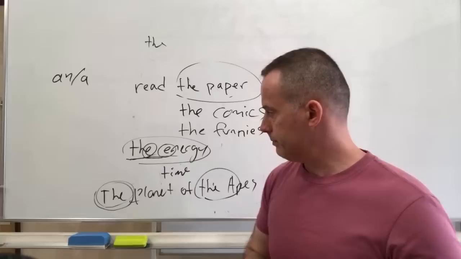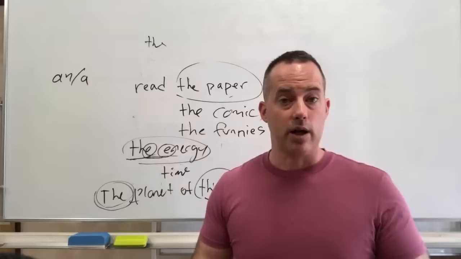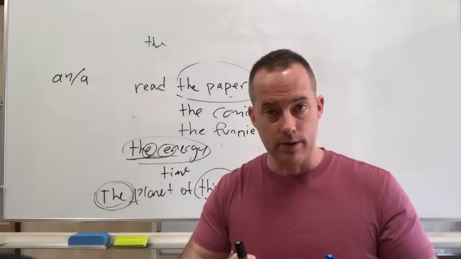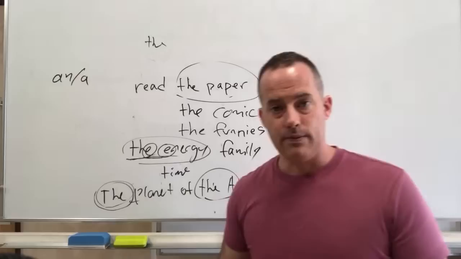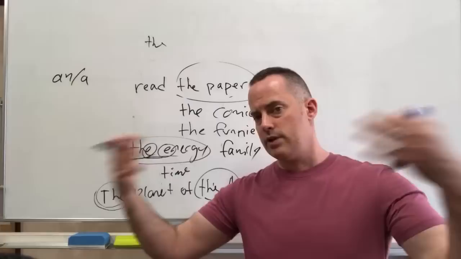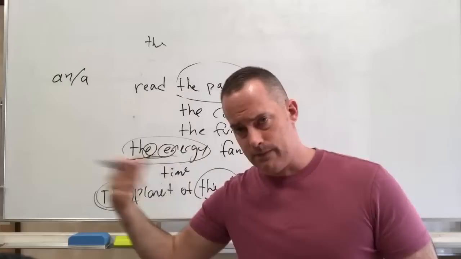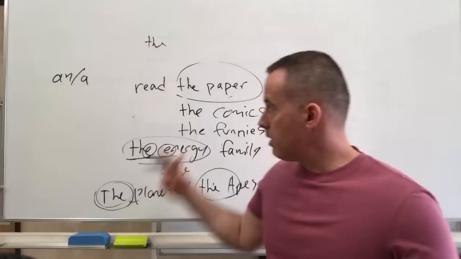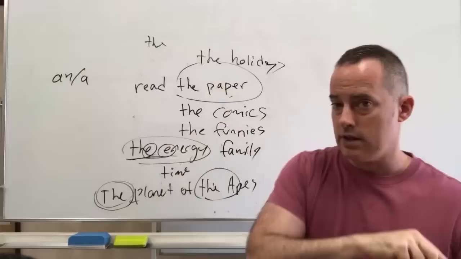All right, so we've got the paper, the time, the energy. I might be talking about people as well. Tomorrow I've got the family coming over. Now, what might this mean? It usually means like my extended family. So if I have my sister and her family or my brother and his family, other people coming to my house for the holidays, the holidays, okay?